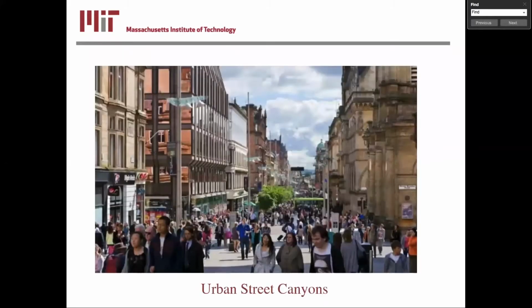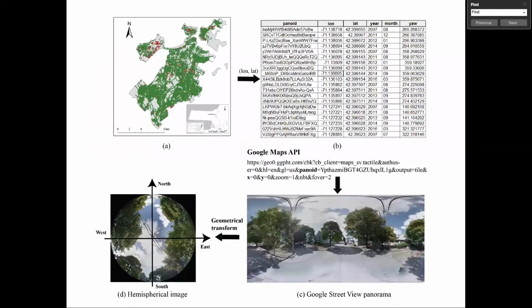So the next project is using Google Street View to quantify the shade provision. Trees provide shade in summer. This is very important in many cities, especially in the context of global warming. My project uses similar data, but in this case using Google's Panorama. You can download Google's Panorama and then generate the hemispherical image, like the bottom left.